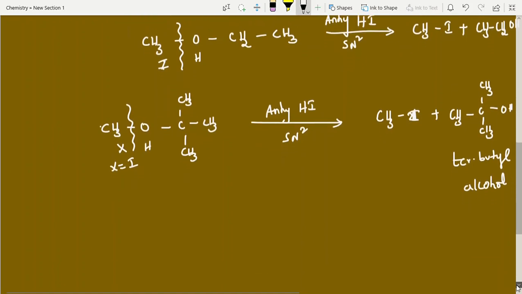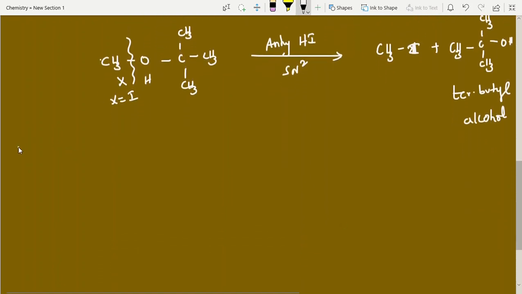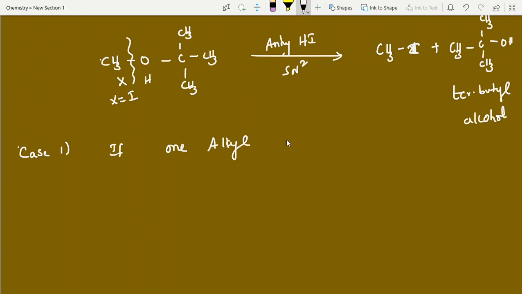Case 1, case 2, case 3, like I will explain. Listen. Case 1, students. If one alkyl group is primary and another one is secondary, it favors SN2. Okay, even if you are not using anhydrous HI, it favors SN2.